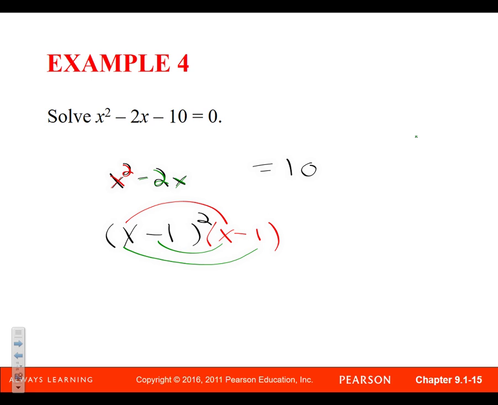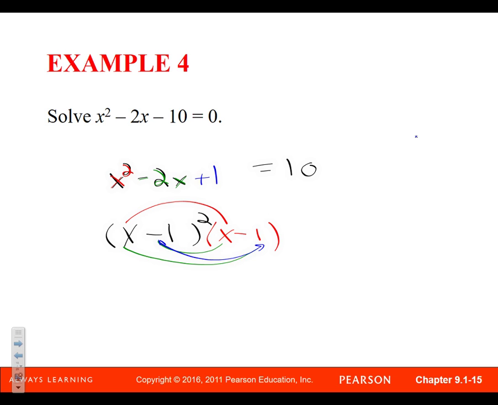Now here's the problem with me doing this x minus 1 quantity squared, is now I have to finish that, don't I? What is negative 1 times negative 1? Positive 1, right? Is there a positive 1 up there? It wasn't there, but I need it. Okay?